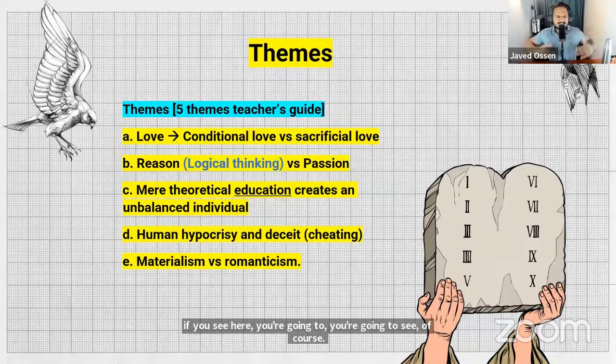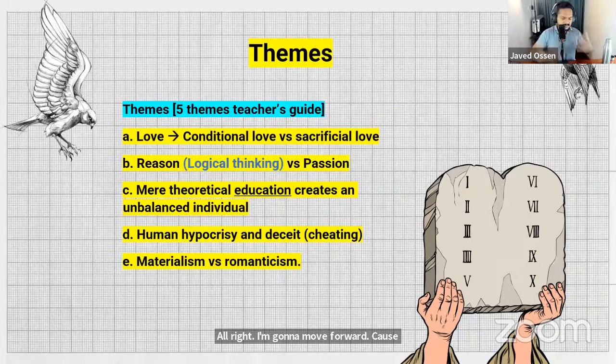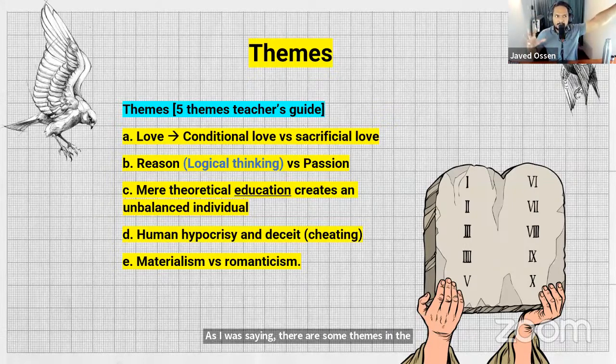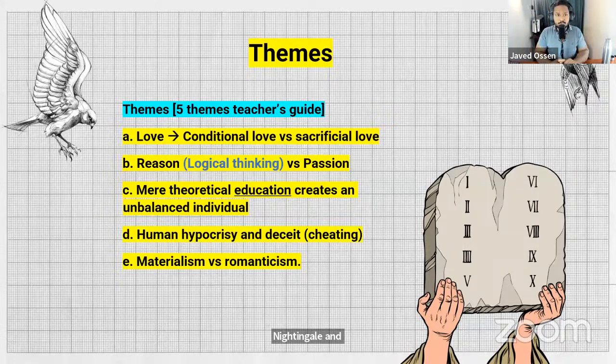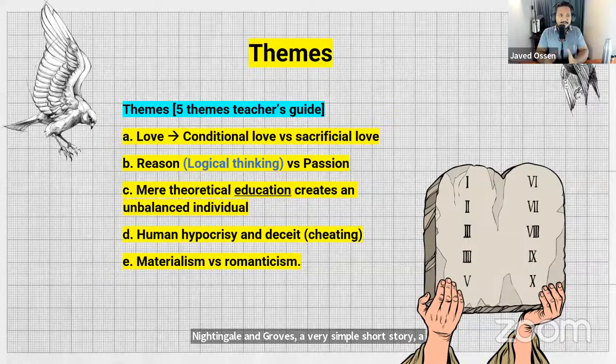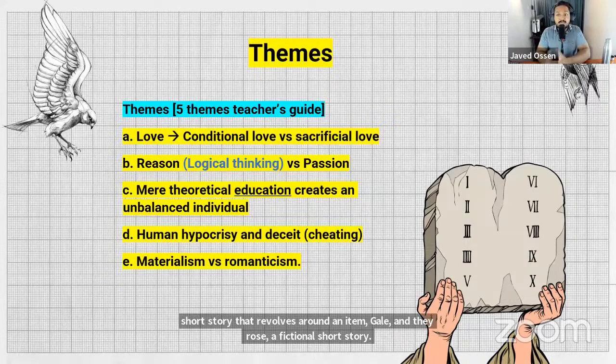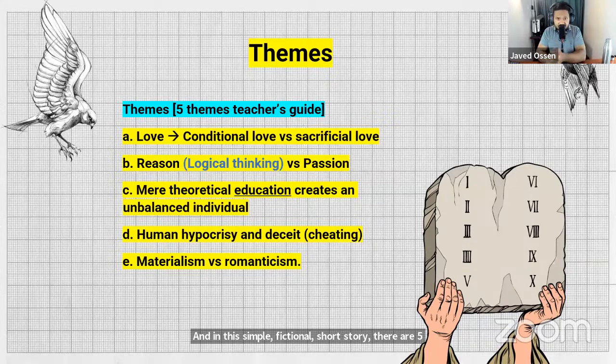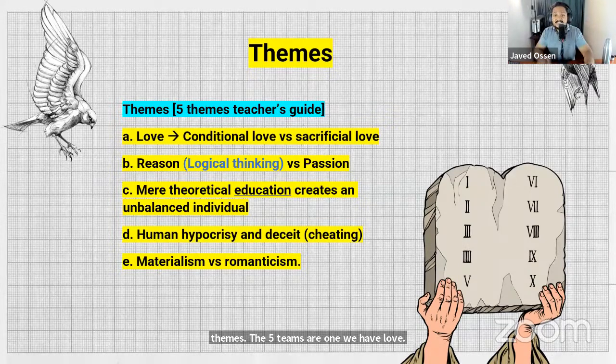As I was saying, there are some themes in the Nightingale and the Rose. A very simple short story, a short story that revolves around a nightingale and a rose, a fictional short story. And in this simple fictional short story, there are 5 themes. The 5 themes are: 1, we have love. There is conditional love versus sacrificial love.